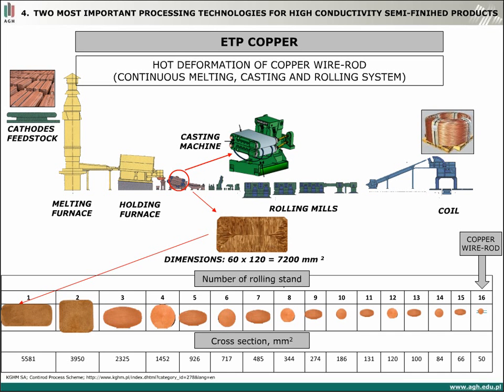The bar is then transported into the integrated multi-stand rolling mill, where the reduction of the cross-section of the bar takes place. As you can see in the lower part of the slide, within the 16 rolling stands, the cross-section of the bar is shaped into a round one, and the diameter, the gauge, is reduced down to 8 millimeters. Wire rod is then packed into 5-ton coils.